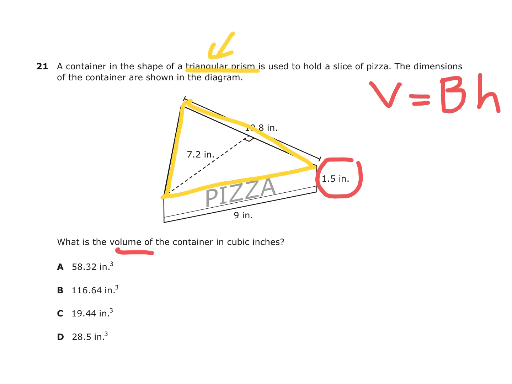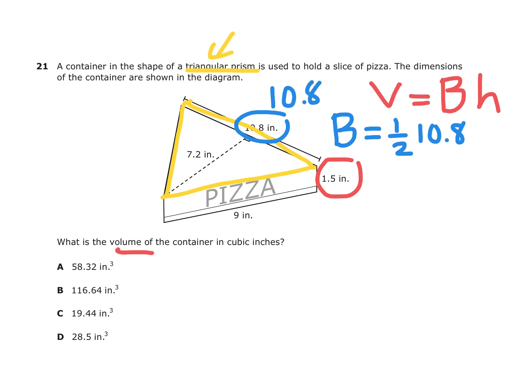And so we need to find the area of the base, which is the area of a triangle. So if you look at the formula chart for the area of a triangle, it's 1/2 base times height. So capital B, the area of the base, is the same thing as 1/2 this base, which is 10.8, times the height. This is 10.8, the base of the triangle, times the height, which is 7.2. So we're going to multiply 1/2 of 10.8 times 7.2. And that's going to give you the area of the base.